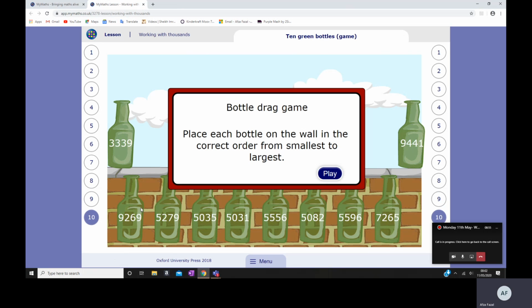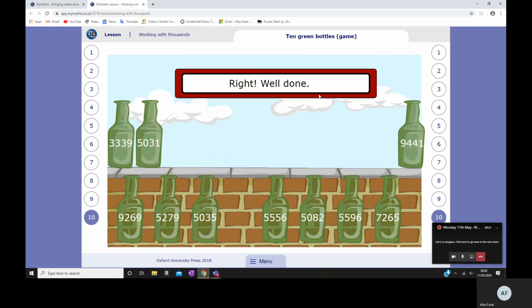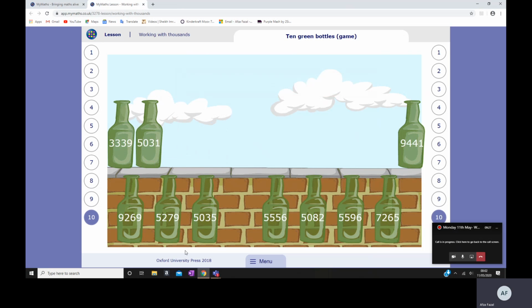Last but not least, you've got a bottle drag game. So place each bottle on the wall in the correct order from smallest to largest. All you do is look at the place value and you put it from smallest to largest. And it should just stay there. I think I have to start with the smallest. So if I look at the smallest, I've got 5,031. There we go. Okay, and then you build it up from there.